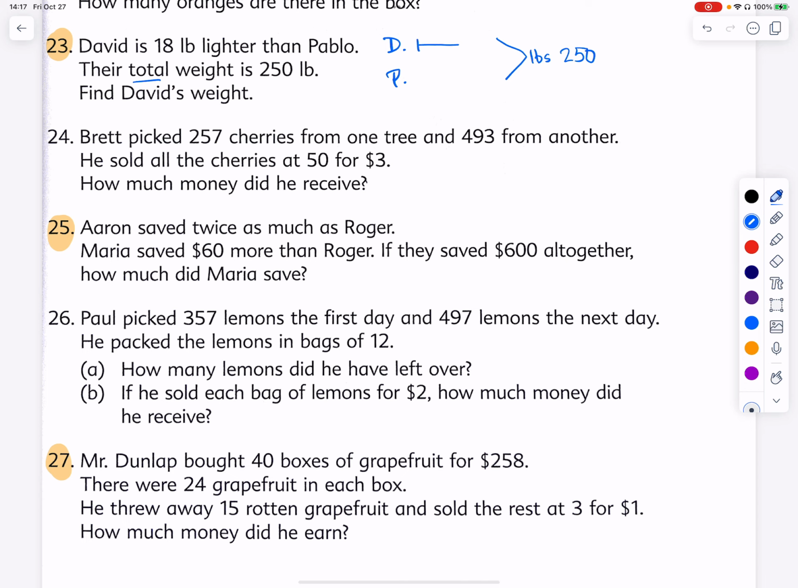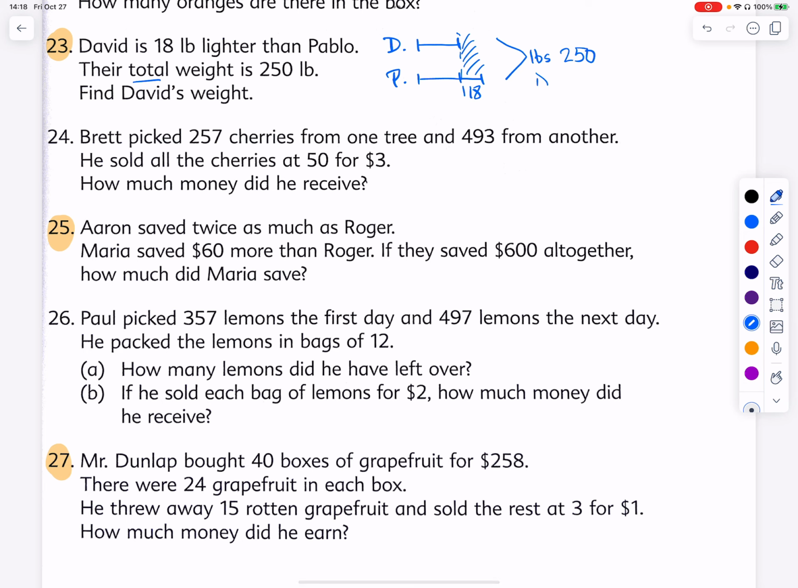Let's give David this bar. And do we draw the same bar, shorter bar, or longer bar for Pablo? David is lighter than Pablo. That means Pablo is heavier. What is the difference? Well, if one is lighter and the other one is heavier, the difference is 18 pounds. How do we solve such problems? I hope you remember this pattern.